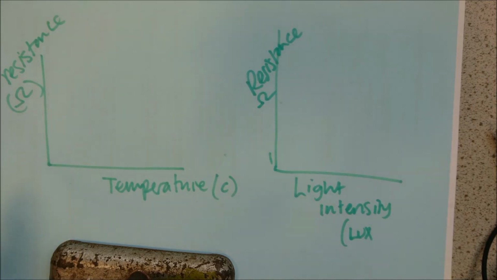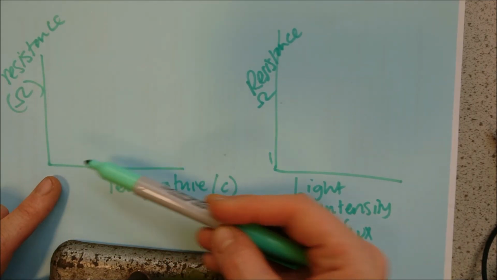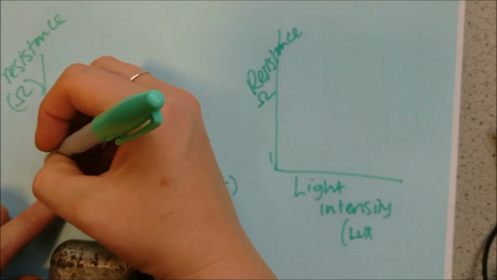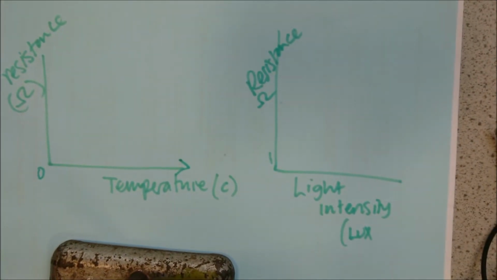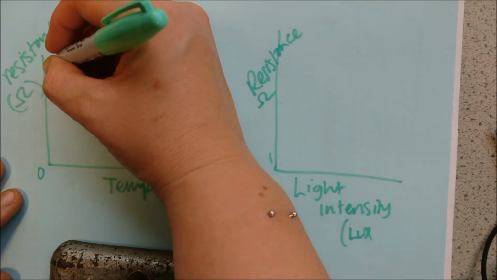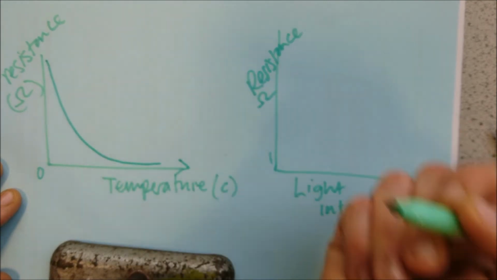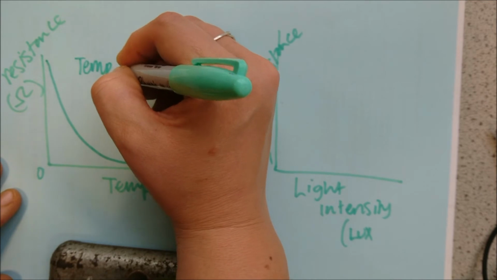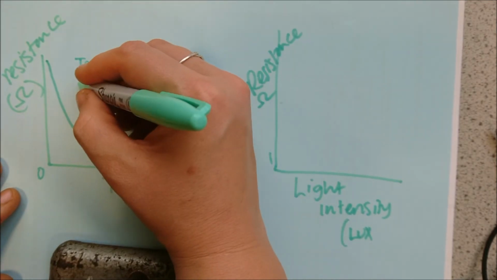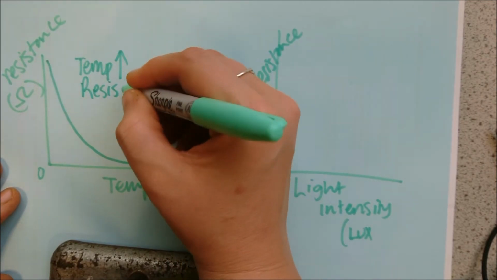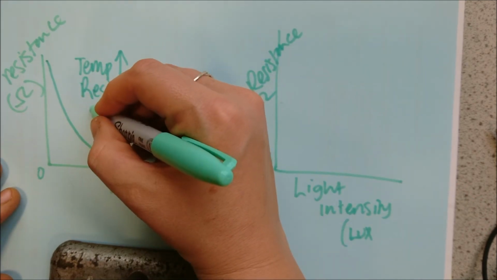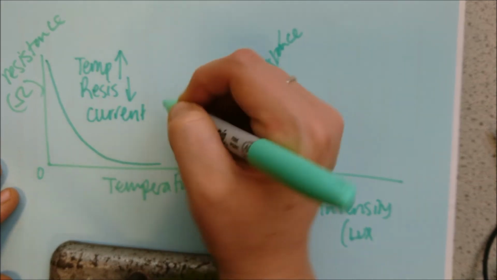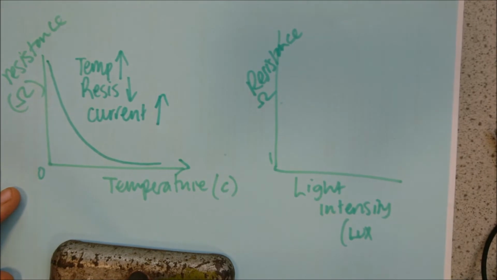Okay, here I have some terribly drawn graphs. This one is showing if my temperature increases, so it's always going up from 0, what will happen to my resistance. As the temperature increases, my resistance will decrease. I'm going to write temp here, don't do that in the exam. As the temperature increases, the resistance decreases, which means that the current flow will increase. So the flow of electrons will increase. There'll be more in the wires flowing.